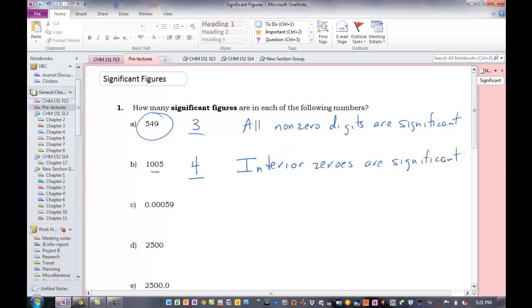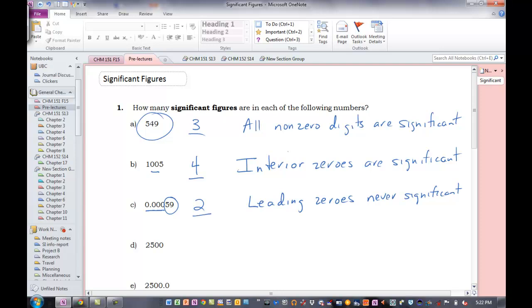Next type of zero, you can see these zeros that precede a non-zero digit. We call those leading zeros. They're really just telling you where the decimal point is. Those are never significant. Never significant. Again, they're locating the decimal point for you. So this number has the 5 and the 9 that are non-zero. It only has two significant digits.